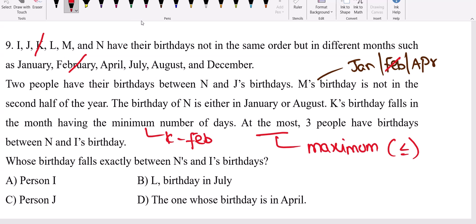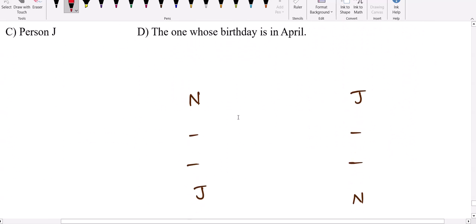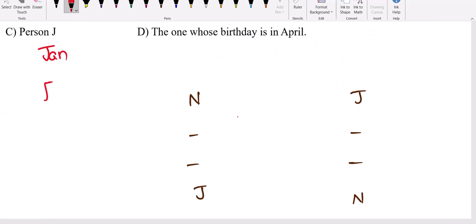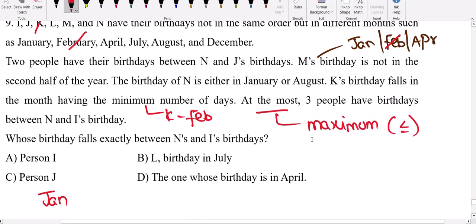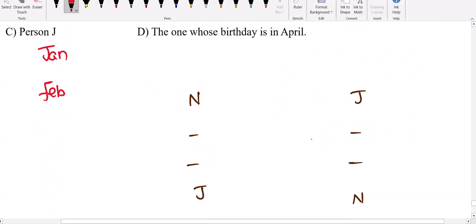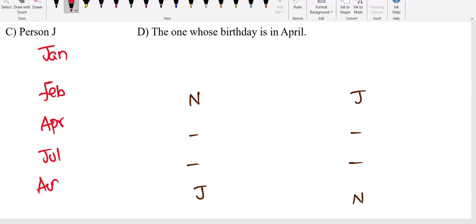So first we'll write the months better. So Jan, Feb. After Feb, April or March. They gave months Jan, Feb, April, July, August, and December. Okay. K is the slot which is booked. Now I have one thing related to N. I can go N at Jan or N at August. So we'll try both possibilities now.